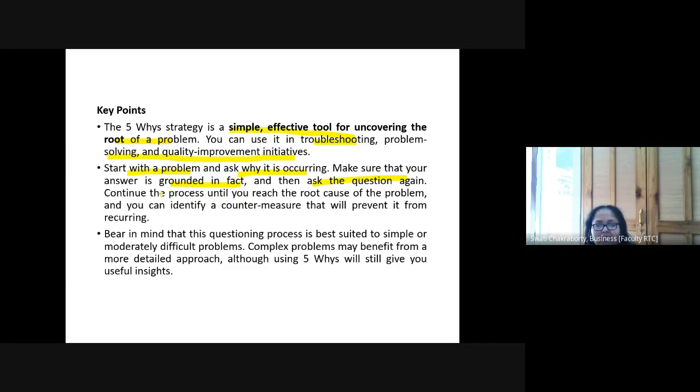Then ask the next question, and you continue this process until you reach the root cause of the problem, where you can identify a countermeasure which will prevent it from recurring. Only then is it possible. When you're doing this, keep in mind that this questioning process is best suited for simple or moderately difficult problems. Complex problems may benefit from a more detailed approach; five whys may not be the appropriate technique.